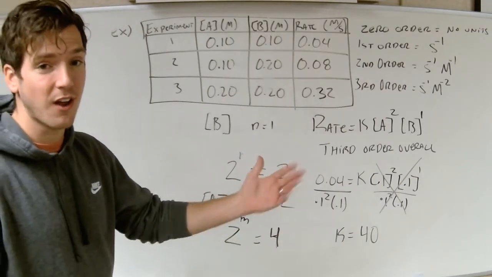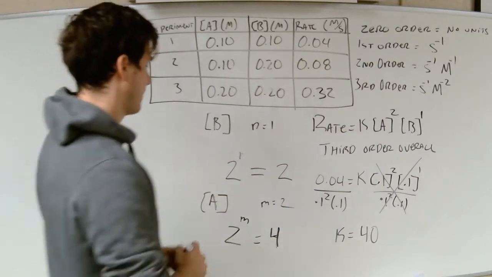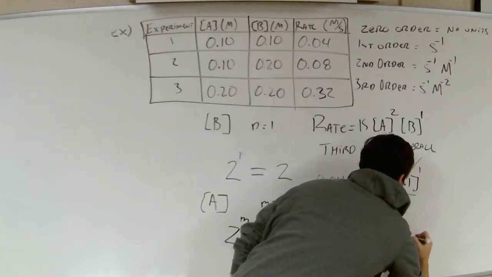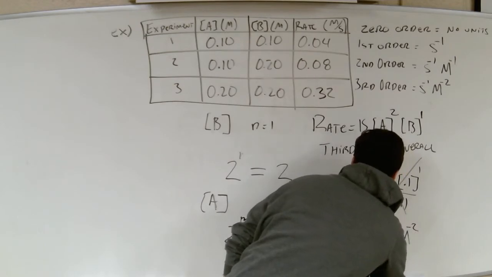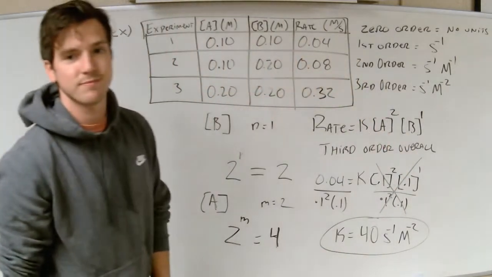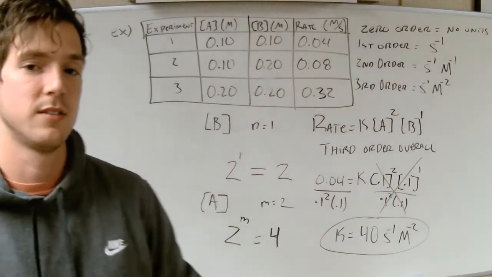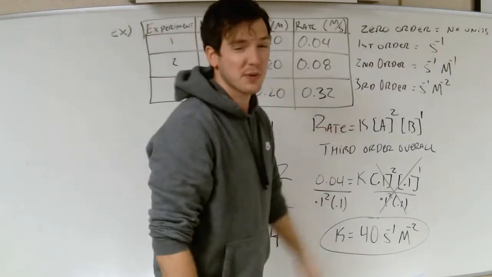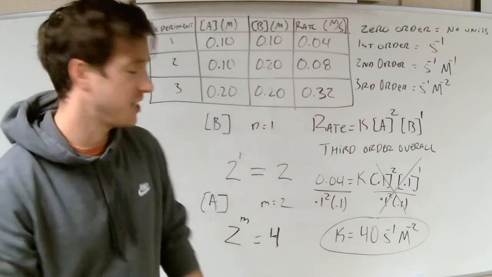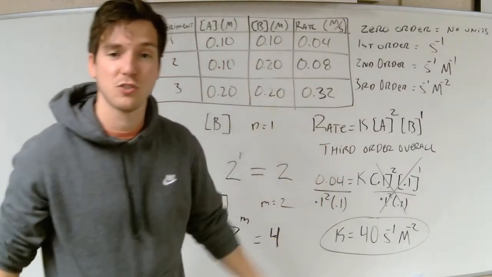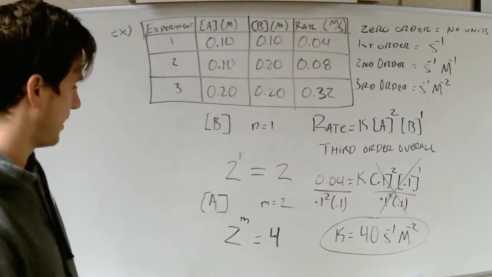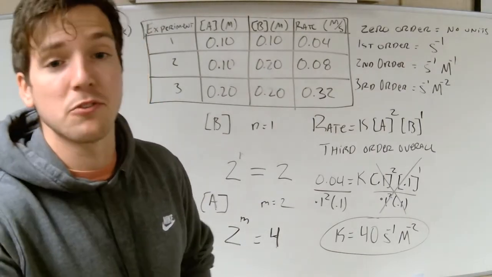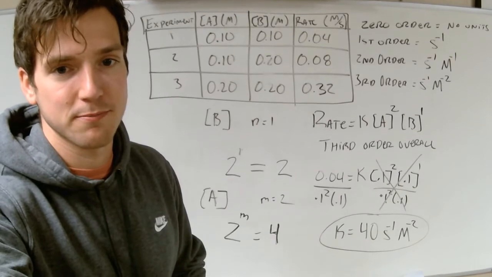So since our reaction was third order, we are going to make it s to the minus 1, m to the minus 2. And that is determining rate law. Okay? Sometimes they want you to put k in for the rate law. Usually I just see your rate law written as this, and then they'll ask you to solve k later, where you will put in 40 s to the minus 1, m to the minus 2. So let's do a couple more examples of this.